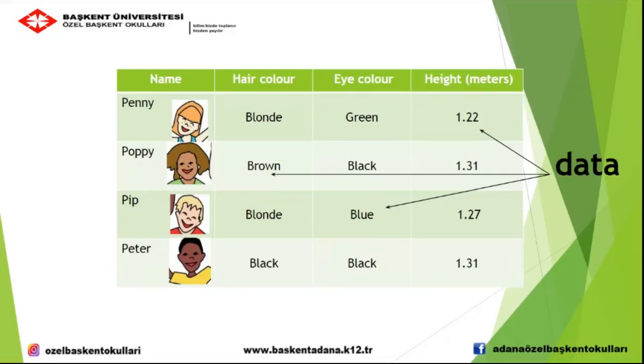In order to sort people and make the groups clearer and more organized, we can draw a chart to collect data. We can write the name of the person and the features we will look at: hair color, eye color, height.